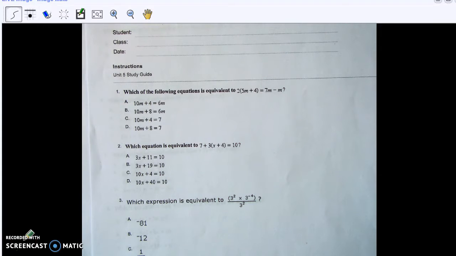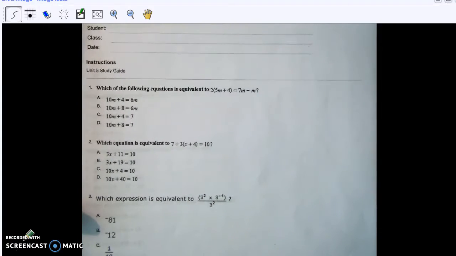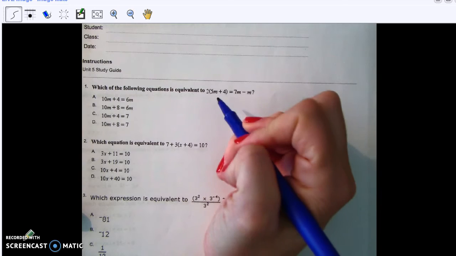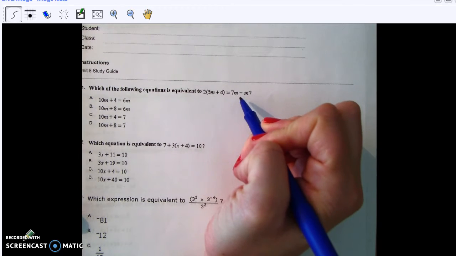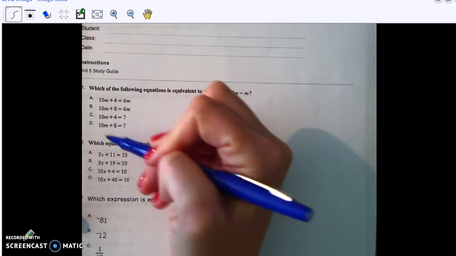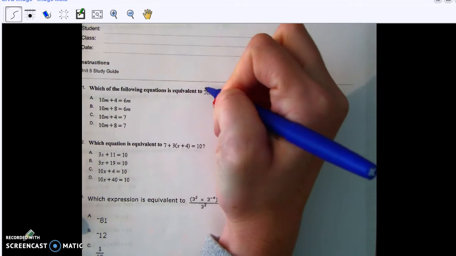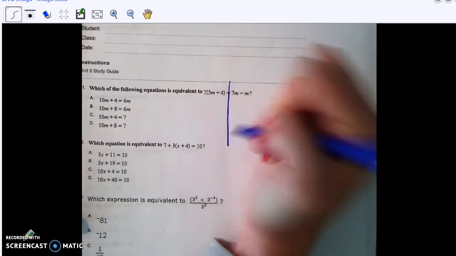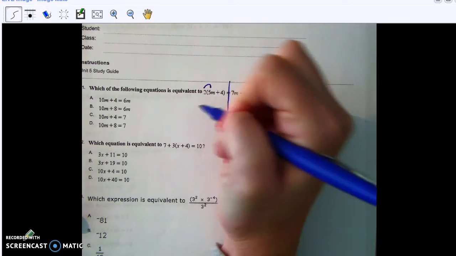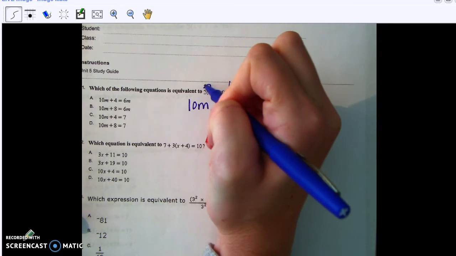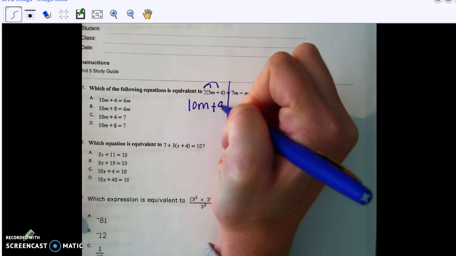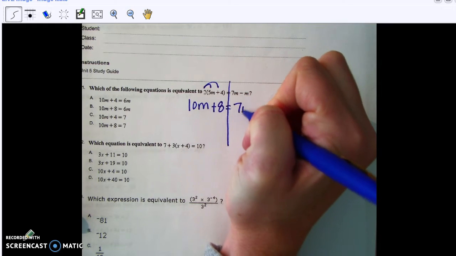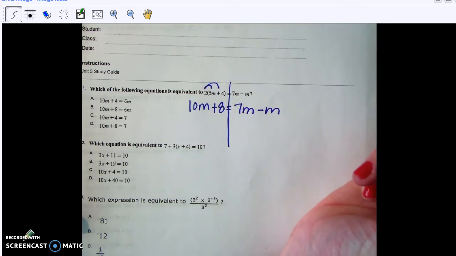All right, for number 1 of the study guide, which of the following equations is equivalent to this one? These don't look completely solved, so I'm just going to start by simplifying. This is the distributive property. Draw my line. 2 times 5m is 10m. 2 times 4 is plus 8. And then I have 7m minus m.